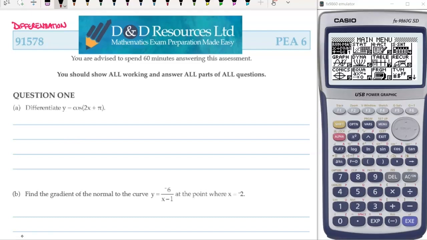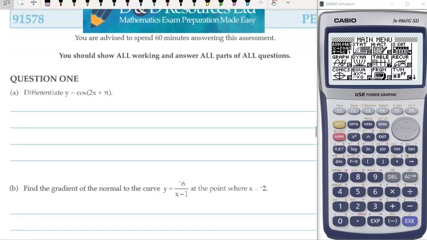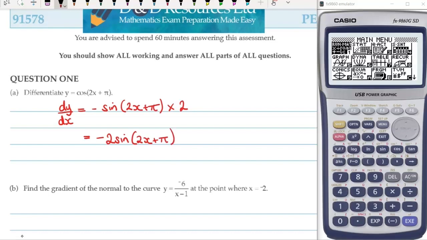Now, question 1a, we've got cos of 2x plus pi. We're going to differentiate this, so we need to do dy by dx. Now, cos becomes negative sin, so this would be negative sin of 2x plus pi, and then multiply by the 2 because we times by the derivative of what's inside. If you're able to do that all in one step, it'll be minus 2 sin of 2x plus pi.